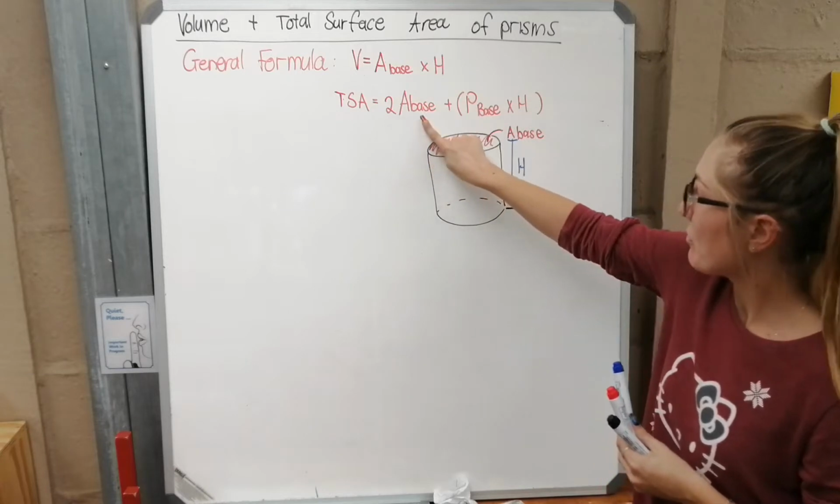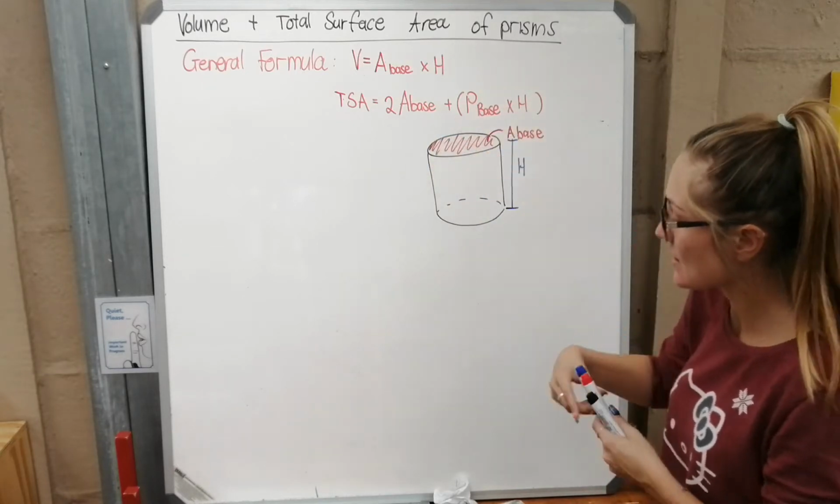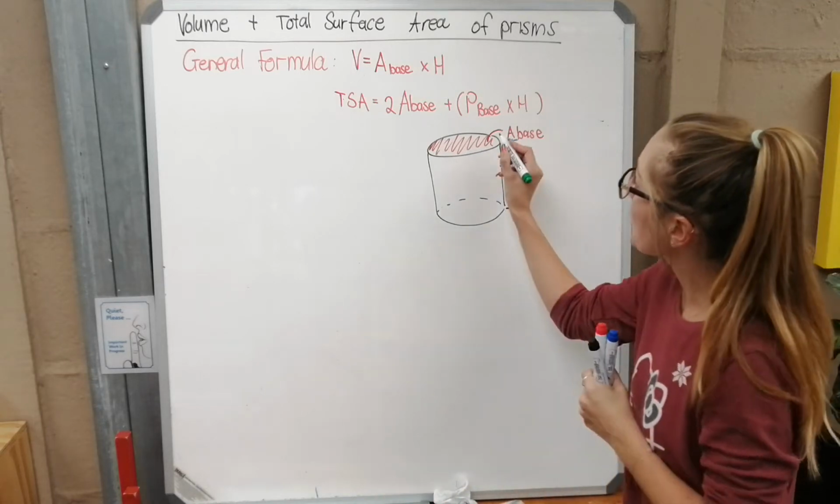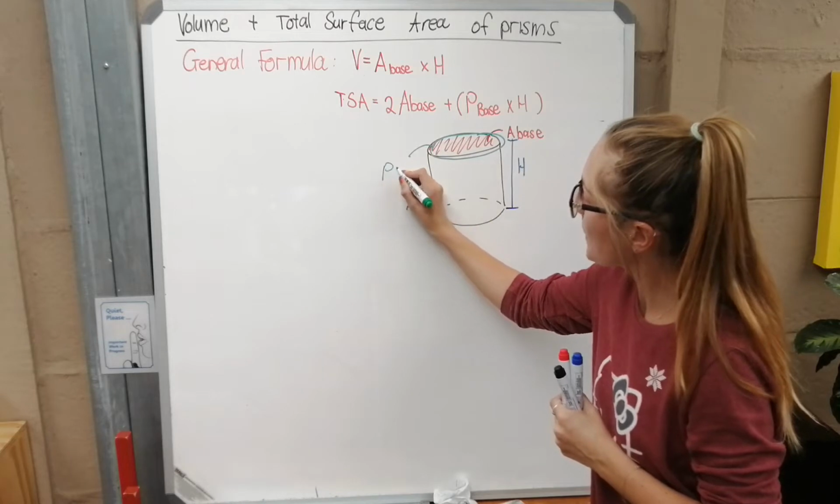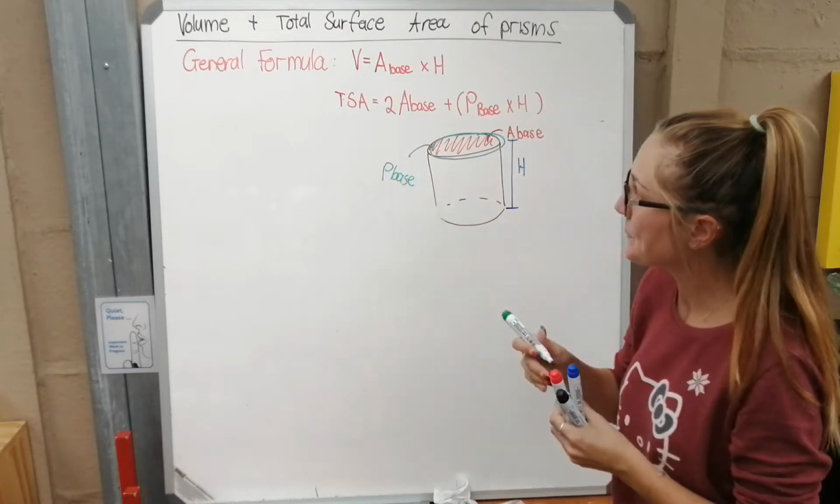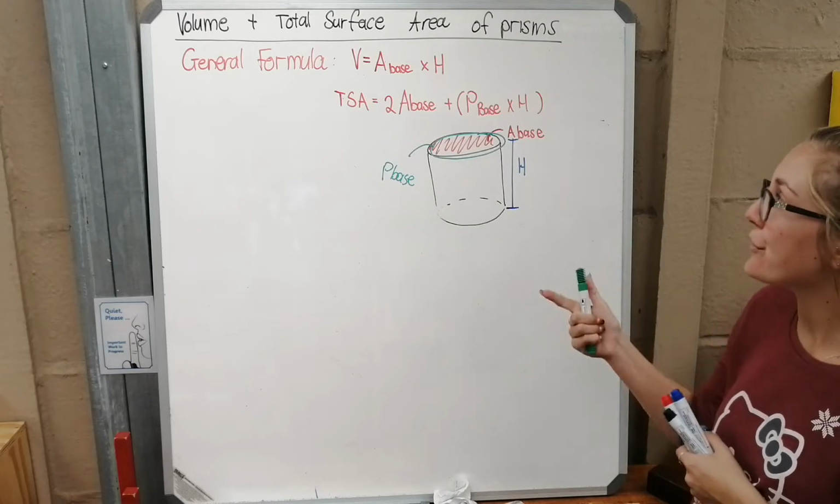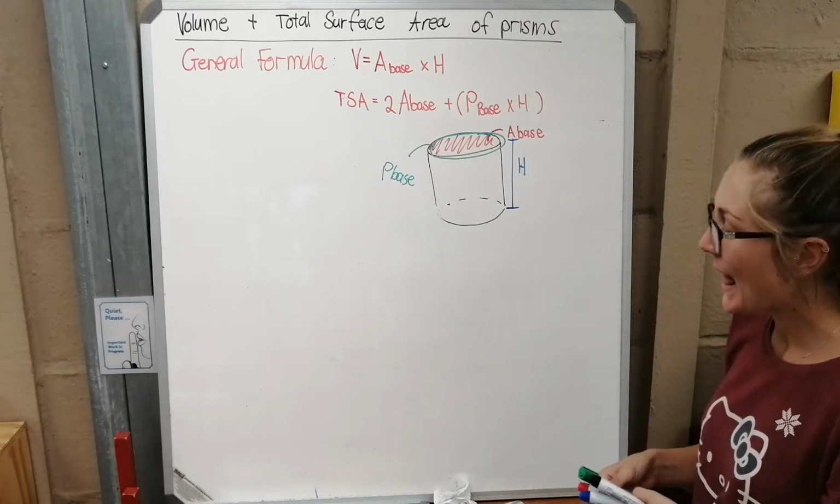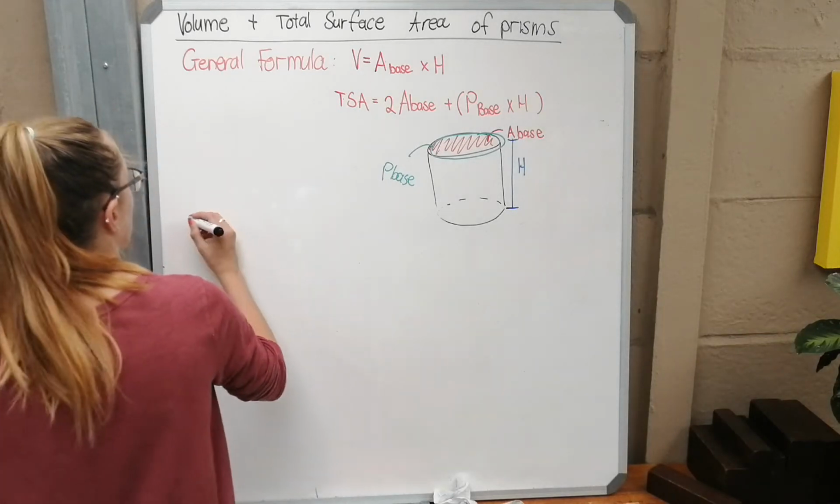And then area of base is the same thing, height is the same thing, and here perimeter of base would be the perimeter of this circle. So that's the perimeter of your base. Okay. Now when you are asked to determine the volume or the total surface area of a prism, these are your steps. Okay, so step 1.